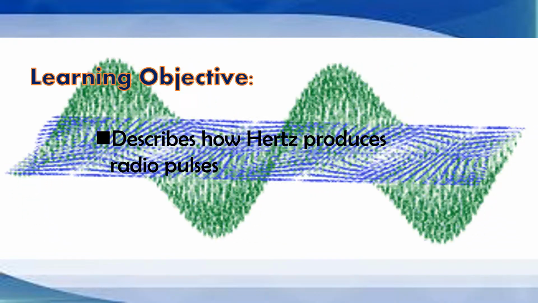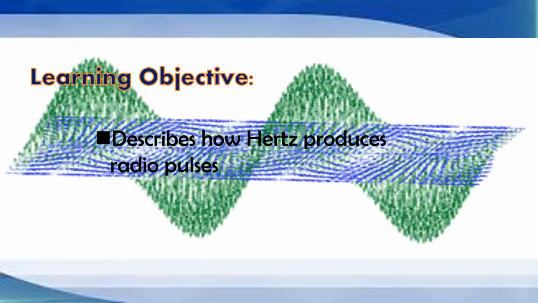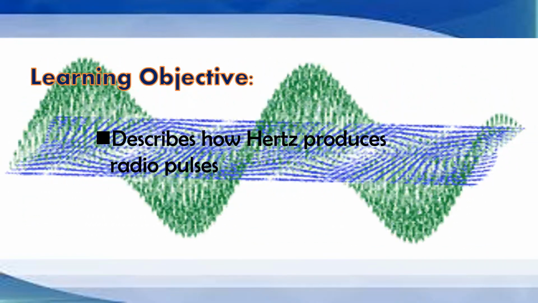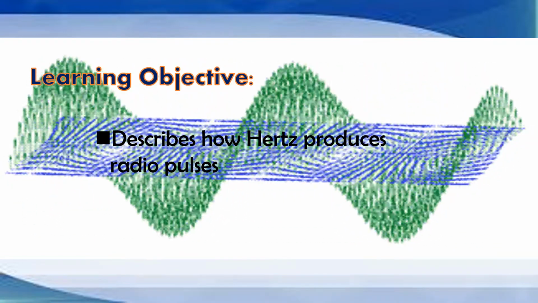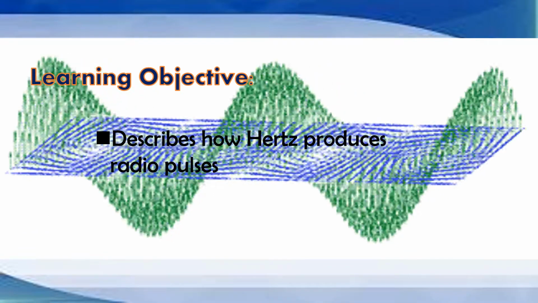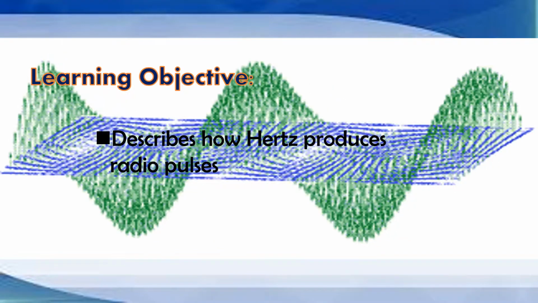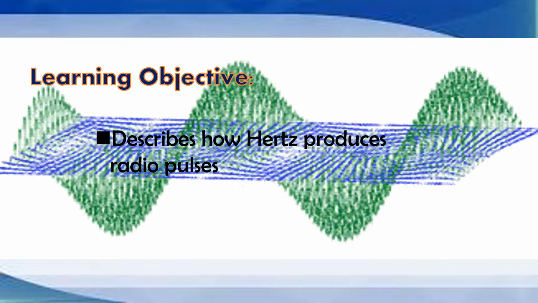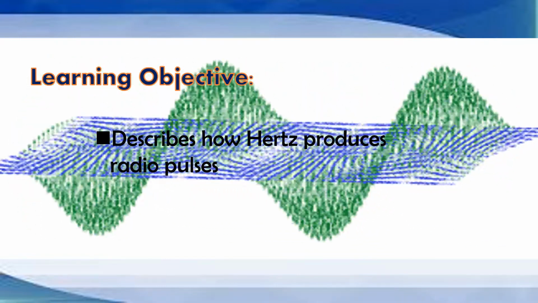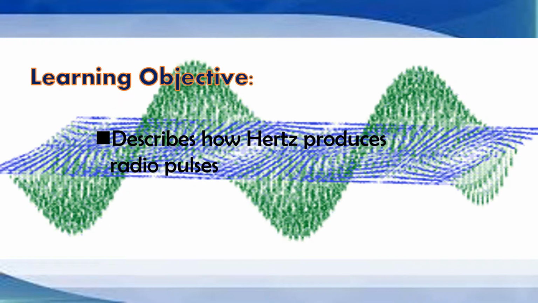Our learning objective for today's lesson is to describe how Hertz produces radio pulses. Before we proceed with our main topic, which is how Heinrich Hertz produced radio waves or pulses, let us first take a quick glimpse at one of the important discussions that we will connect to our main lesson, which is the theory of electromagnetism. This is by James Clerk Maxwell.